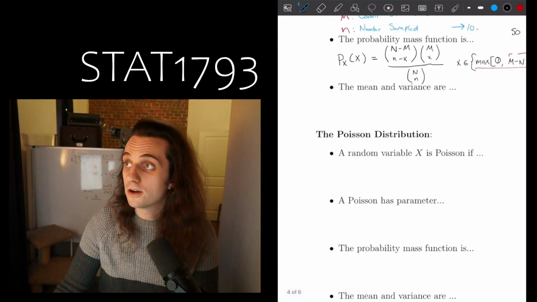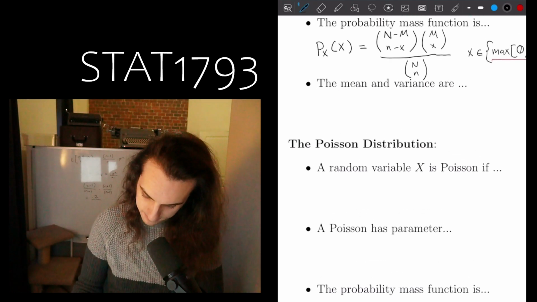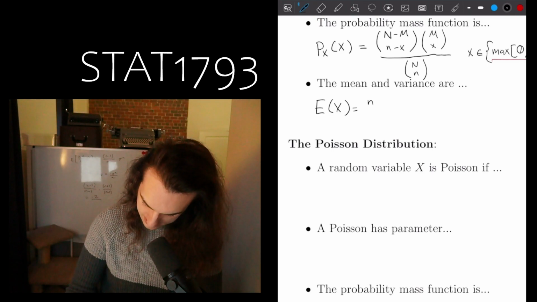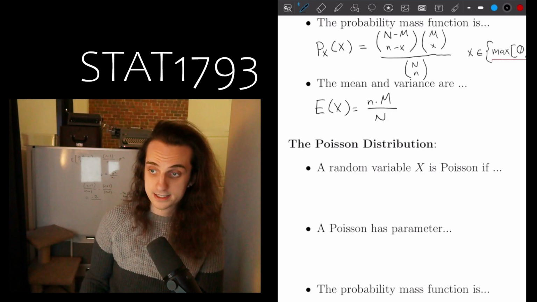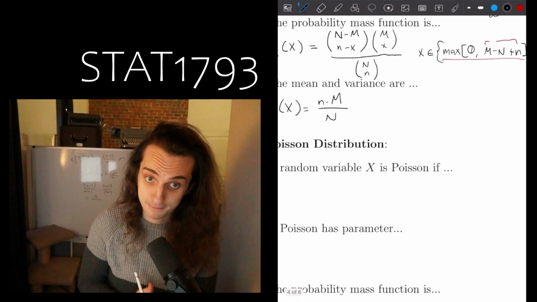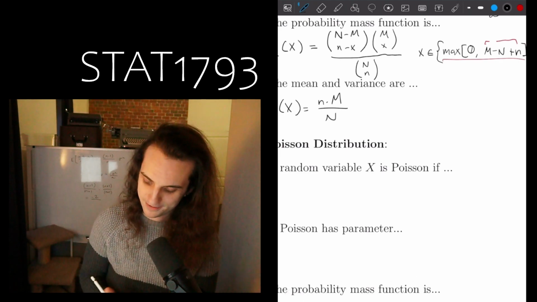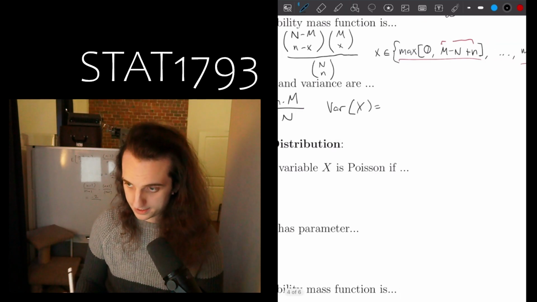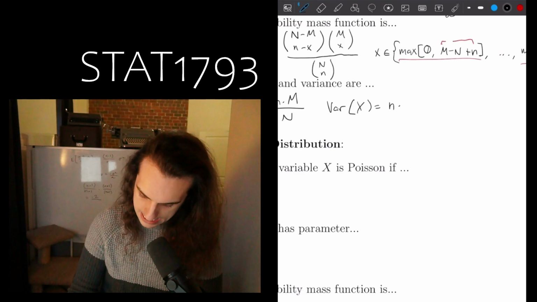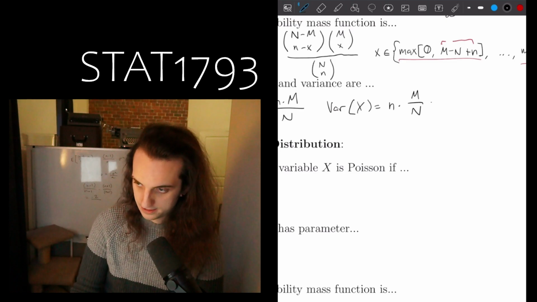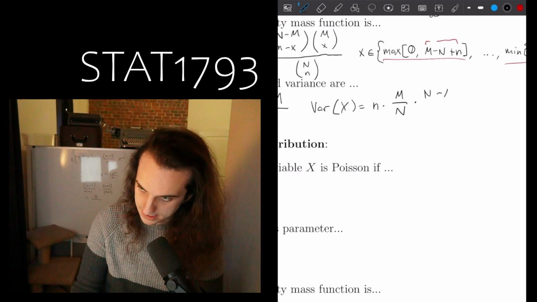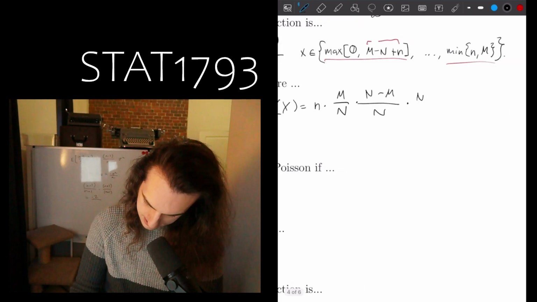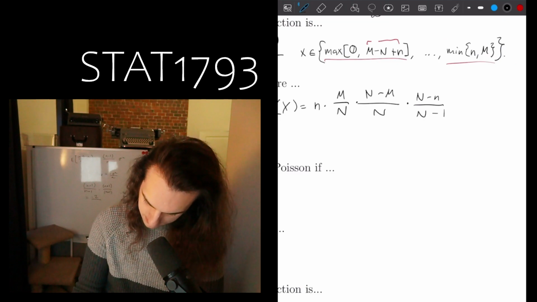And then once we've seen the distribution here, we're going to find the expected value of x is going to be n times capital M divided by capital N, so n times m over n. And then the variance of x is going to be given by, and this is a slightly longer expression, n times m over n times n minus m over n times n minus n over n minus 1.